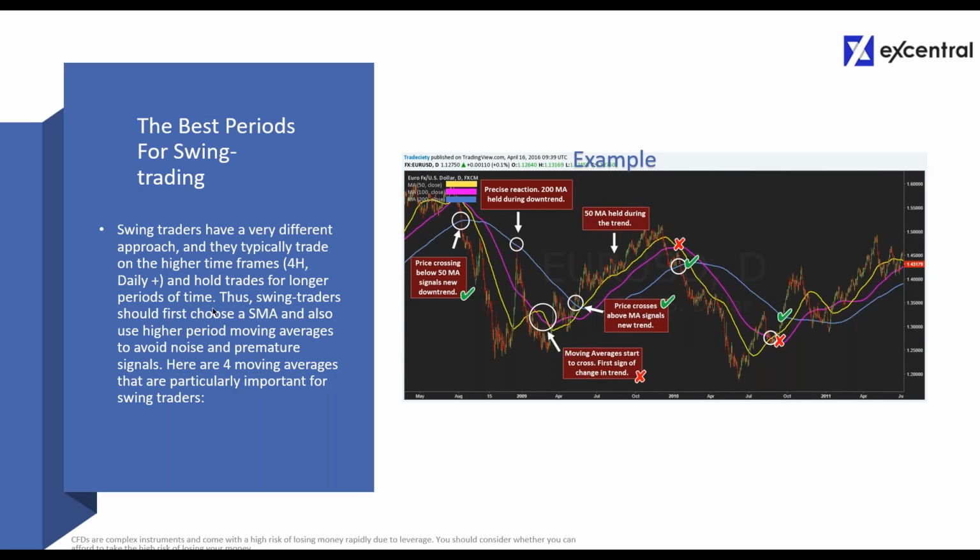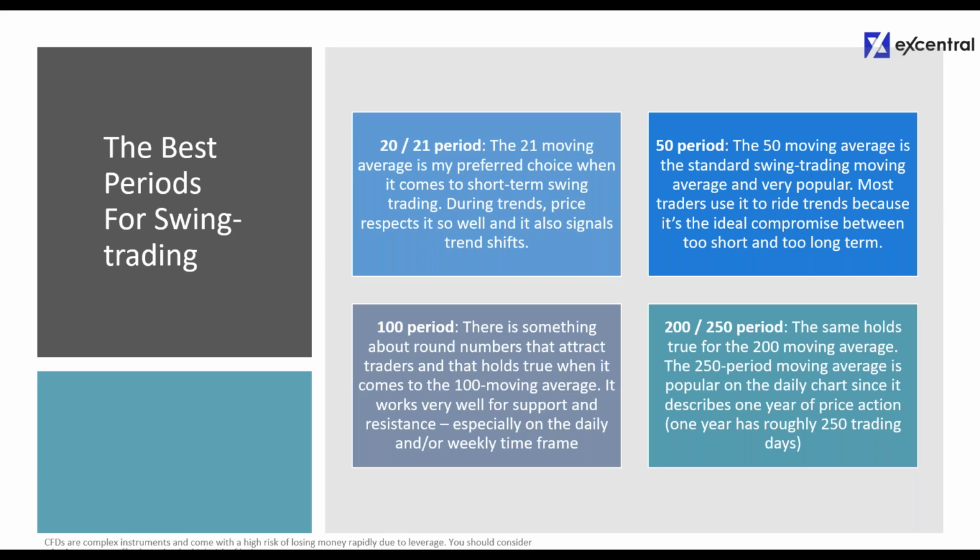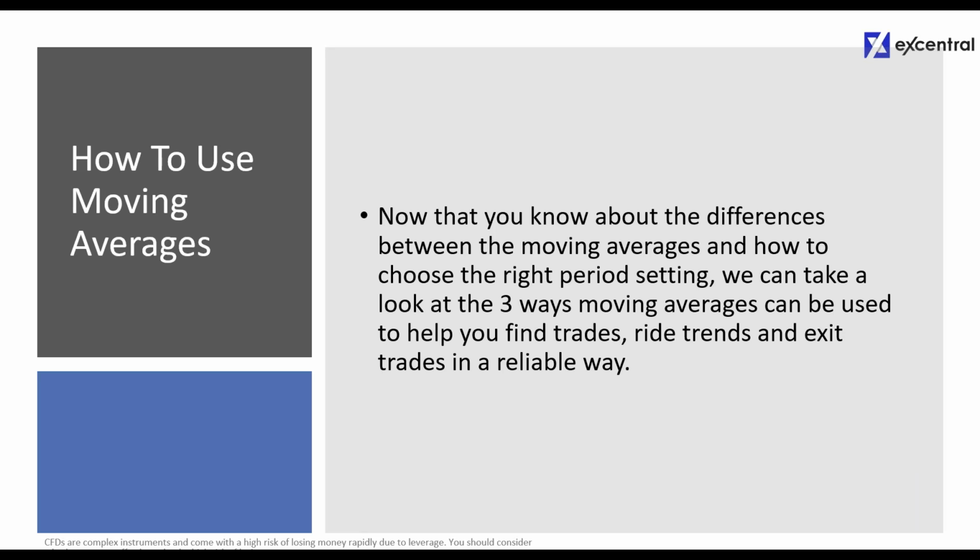Now, swing traders have a very different approach, and they typically trade on the higher time frames and hold trades for longer. So they would use farther out moving averages. Okay. So once again, you can see this moving along closely. And then you can even go as far as 4 moving averages. I don't. But again, a 50, 100, and 200 is way far out there, but that's for swing trading, not for day trading or short-term trading.